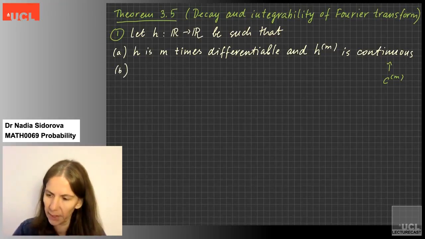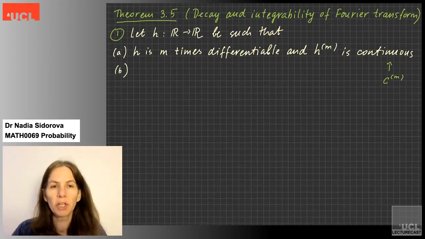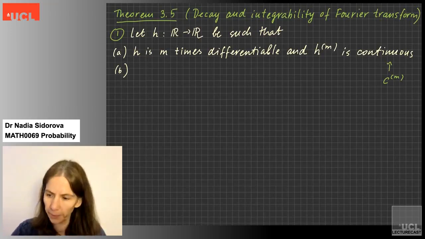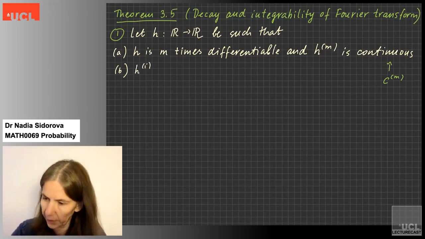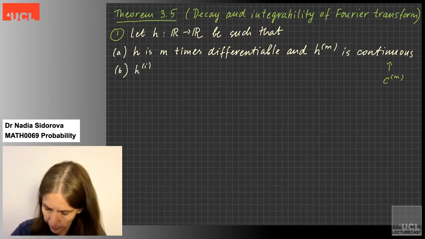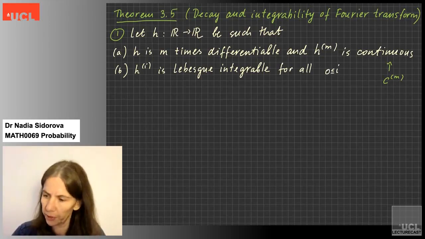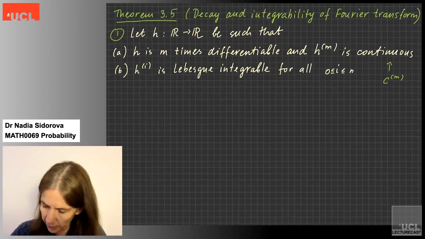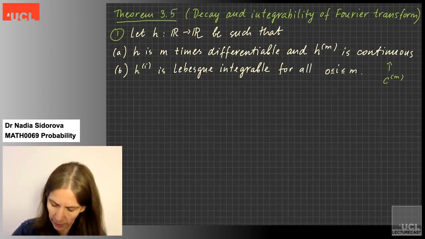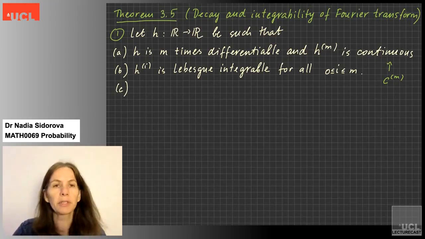Okay, so the second assumption is that h and all its derivatives up to the last one, the mth one, are Lebesgue integrable. So h^(i) is Lebesgue integrable for all i between 0, so 0 corresponds to the original function, until m.